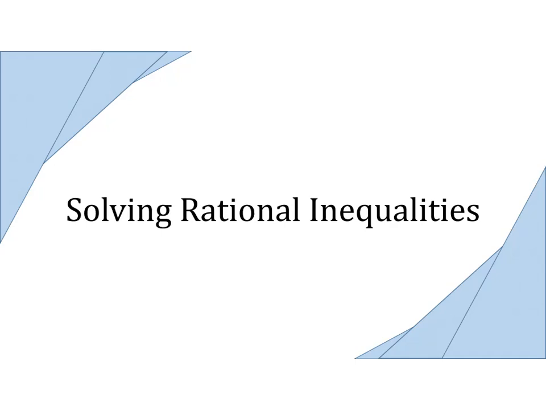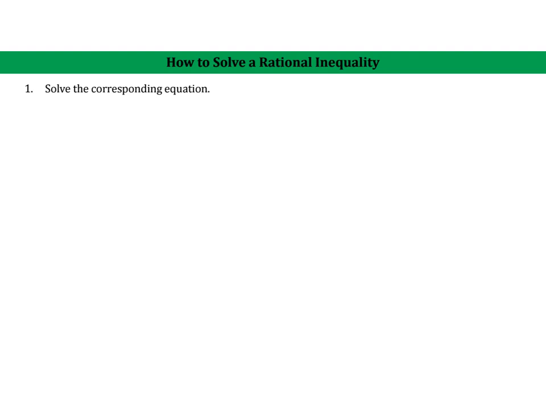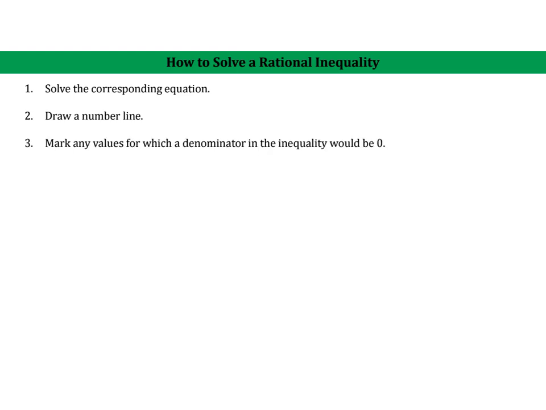Solving rational inequalities is a lot like solving a polynomial inequality. There's really just one thing that you have to watch out for. So again, we solve a corresponding equation. We draw a number line. We mark any values for which the denominator in the inequality would be 0. Those can never be a solution to the inequality. This is the big difference between solving a rational inequality and solving a polynomial inequality.